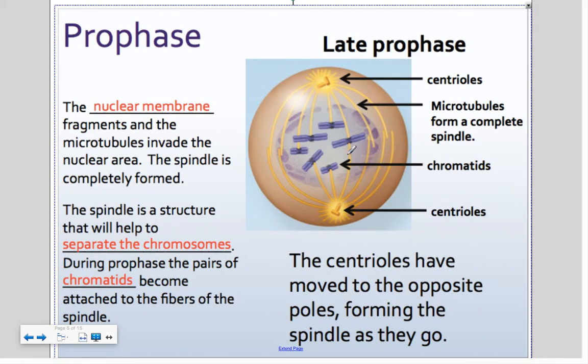Okay, if we look at a chromosome here, this entire structure is a chromosome. Each chromosome is made of two chromatids. So you have one chromatid and another chromatid. Where they are connected in the middle, or the center of the X shape, is what we call the centromere.